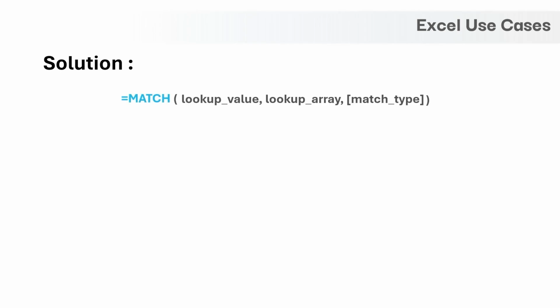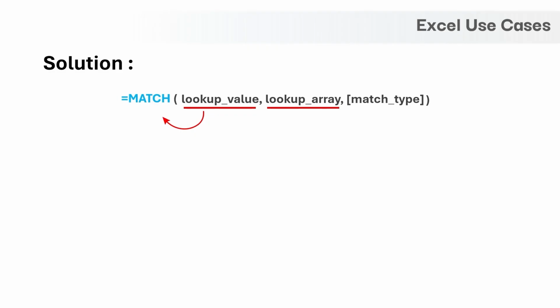Now let's go to the solution portion of this and see what exactly we are going to do. At first, we are going to use the MATCH function, and we are going to look up a value in a lookup array. We know this lookup array can be a single row or a single column, and this function will return the position of the value we are searching for in a given row or a given column.